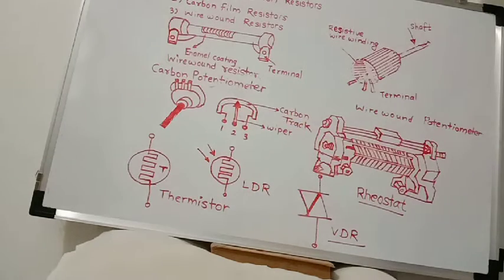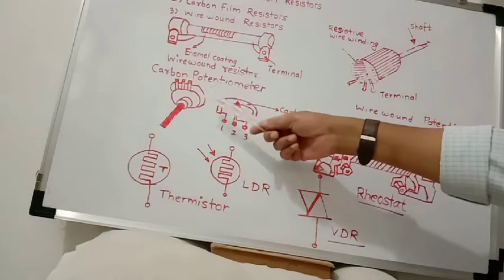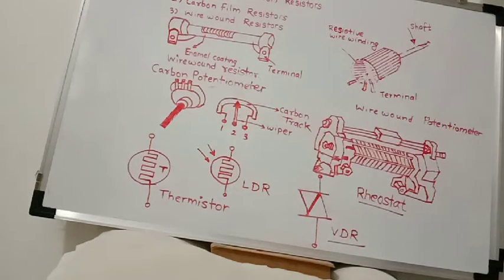Okay, so this is a carbon potentiometer. It is a variable resistance. These resistors are used in many electronic circuits and in audio equipment as a volume control, and in TV receivers as a brightness control or contrast control, in TV sets.